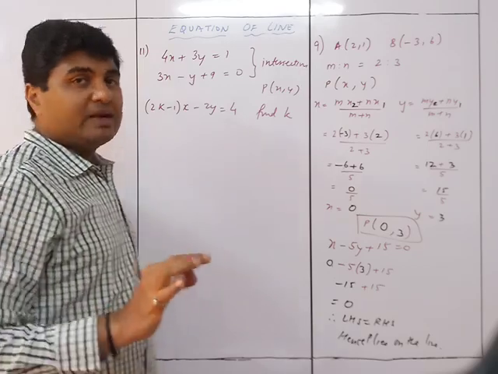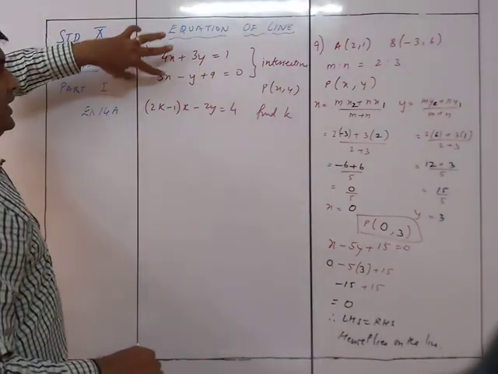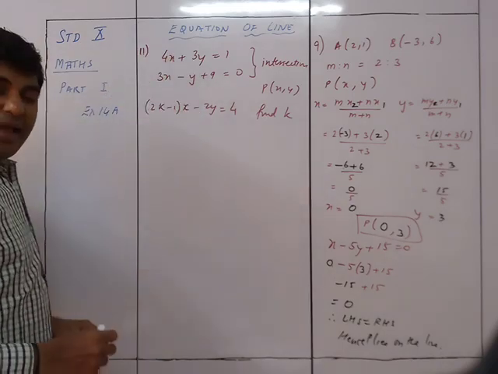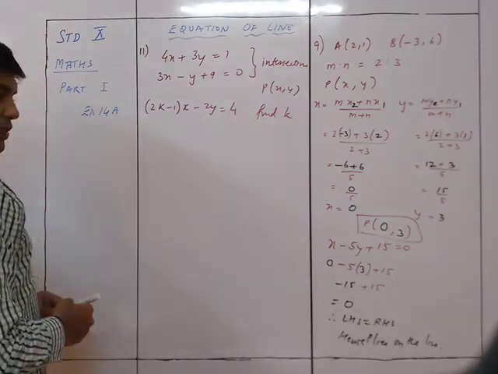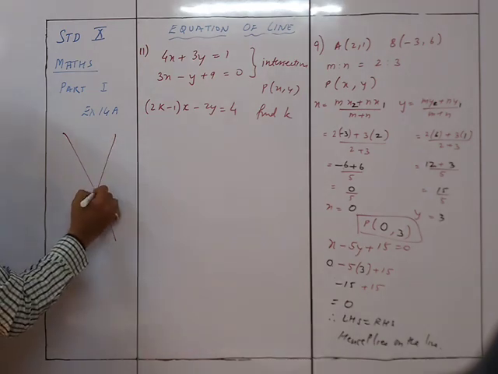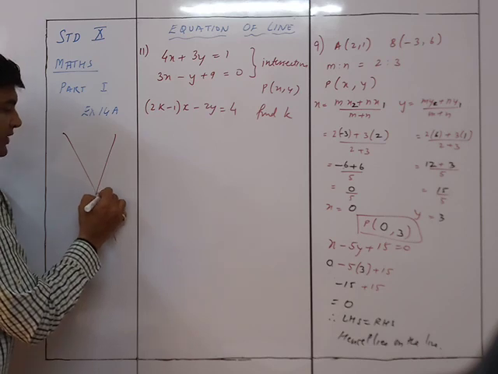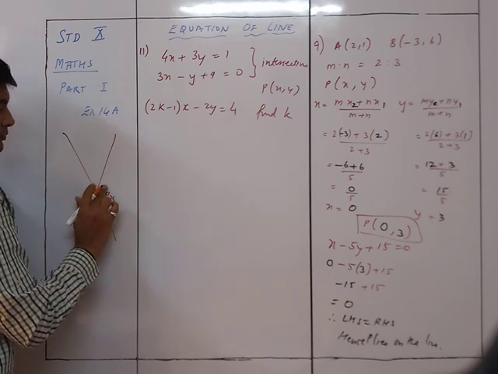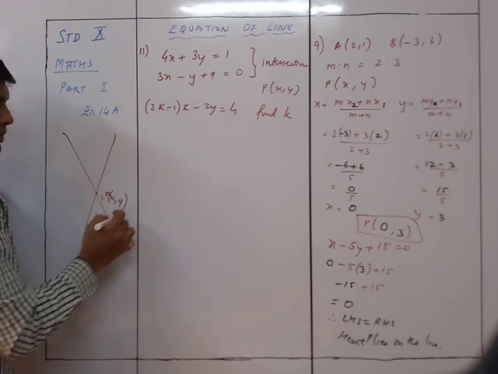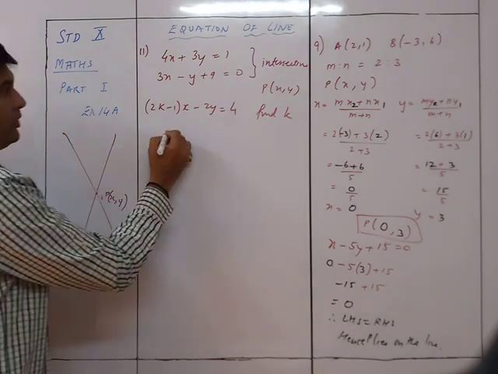So method wise, you are first going to solve these two equations simultaneously to get the point x comma y. If this is one line and this is another line, the intersection of these two is nothing but the simultaneous solution of this one and this one, which will give you P(x, y). So P(x, y) is available to us because of the intersection of these two.